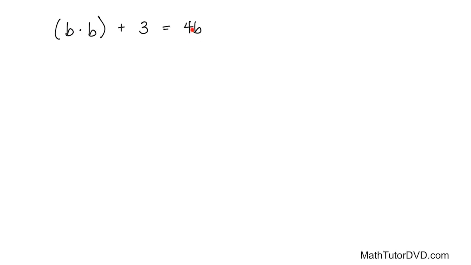Now on the right-hand side I have 4 times b. Notice there's no dot here. I could write it with a dot inside, that would be fine. But in algebra, when you put a letter and a number together, it means multiplication. So here we have b times b. We're going to do it first inside the parentheses. We get that answer, we add 3 to it, and whatever this comes out to be, we want to make sure that it's equal to 4 times the variable b. The question is, what is the value of b that satisfies that?